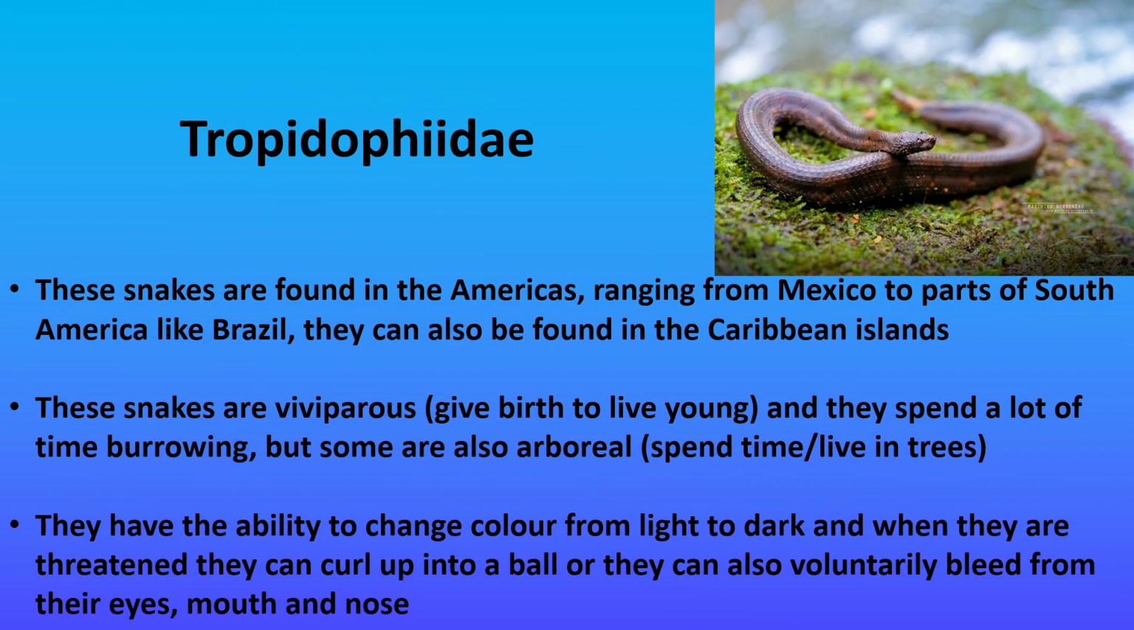Next is the Tropidophiidae, and these snakes are found in the Americas, ranging from Mexico to parts of South America like Brazil. They can also be found in the Caribbean islands. These snakes are viviparous, meaning that they give birth to live young, and they spend a lot of time burrowing, but are also sometimes arboreal. That means that they spend time or live in trees. They have the ability to change color from light to dark, and when they are threatened, they can curl up into a ball, or they can also voluntarily bleed from their eyes, mouth, and nose. What a defense!